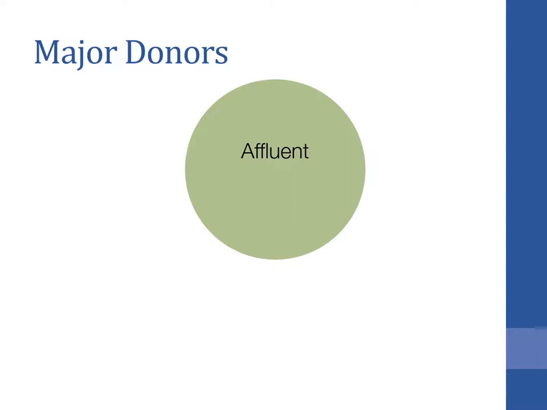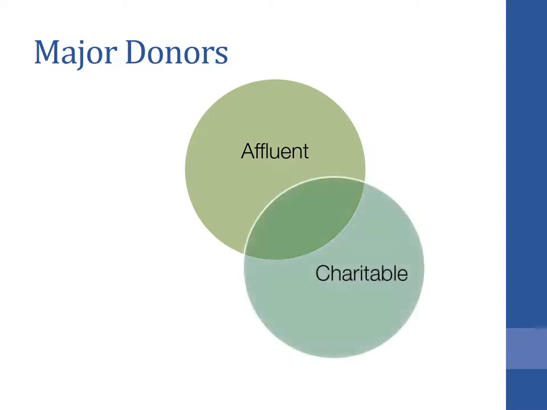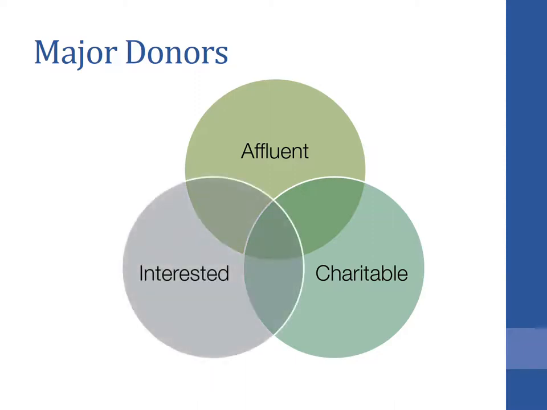So let's talk about what makes a major donor. They really share three attributes. They're affluent, meaning they have capacity to support a project. They're charitable, meaning they are known to give charitable gifts to other projects in our community or elsewhere. And they are interested. They've expressed an interest in our particular mission. So the ideal prospect for a major donor to our organization lies in the center of all of those attributes.